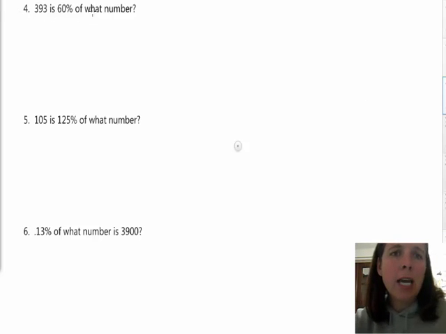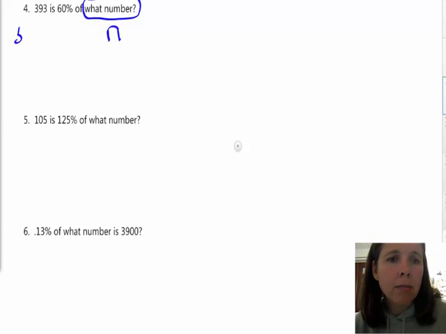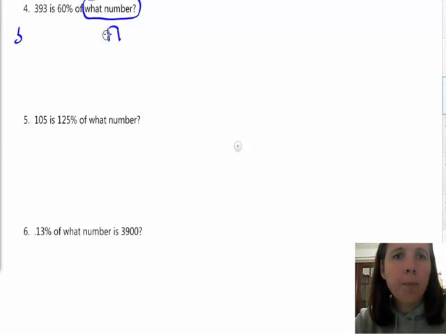393 is 60% of what number? So here's our question. That's what we're looking for, so that's going to be our N. I might have to erase that N because my pen is so messed up. Let me erase that real quick. Now the eraser works fine. It's only when I need to actually write.